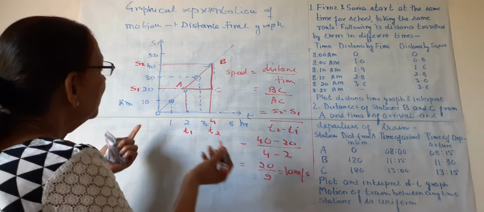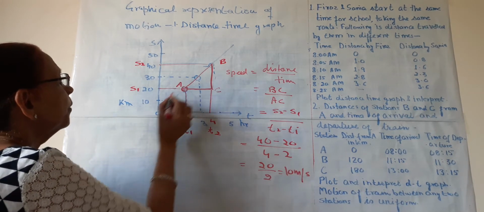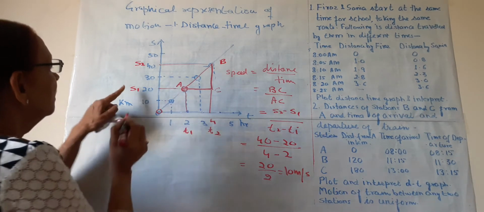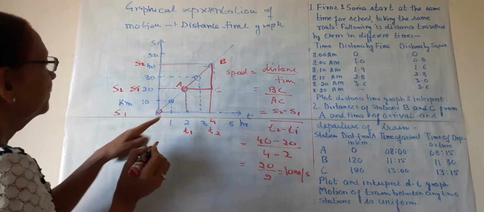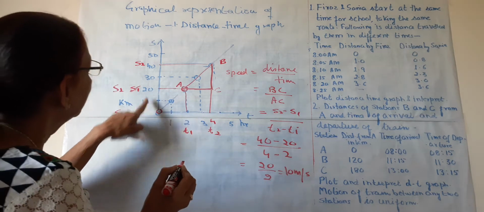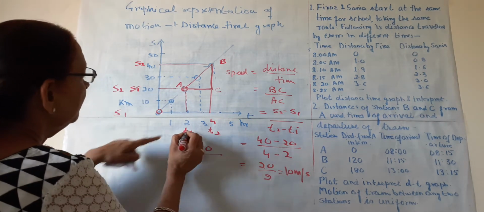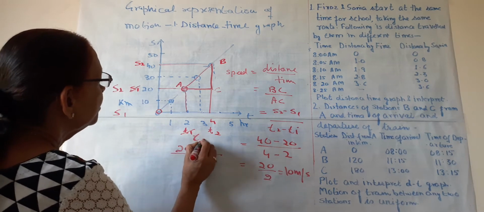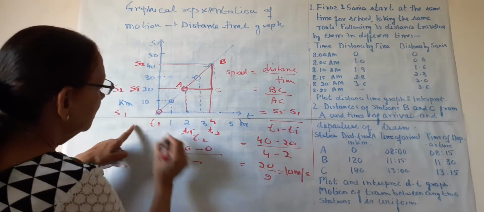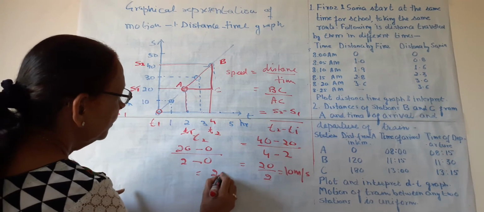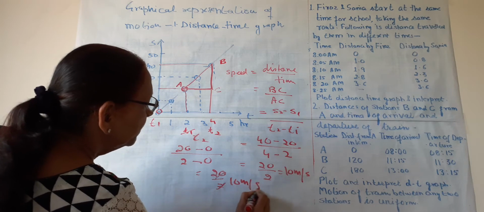Or it is very easy. If this is from 0, we can take this point and this point. We can take S2 here and S1 here. So S2 is 20, S1 is 0. And if this is taken as T2, T2 is 2 and T1 is 0. So 20 upon 2, or 10 meter per second.